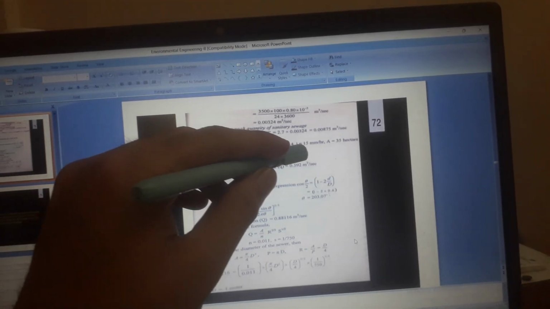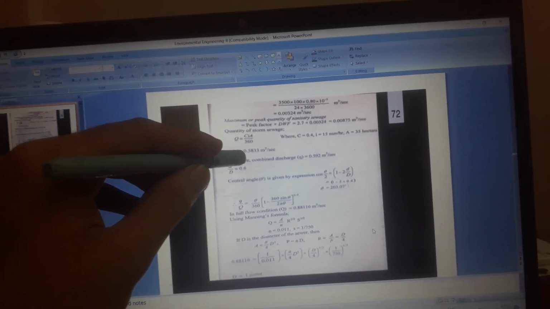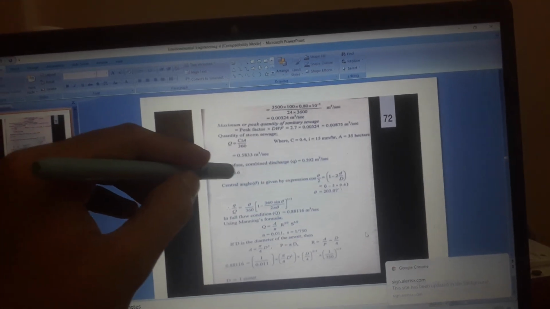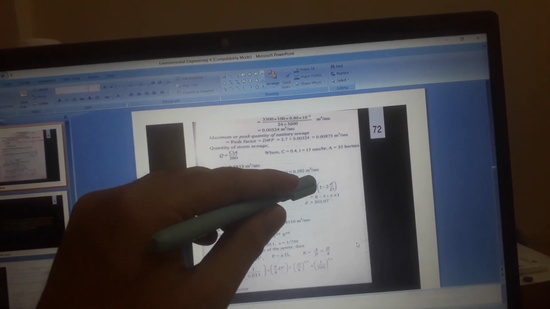Quantity of storm sewage Q is equal to CIA over 360, where C is equal to 0.4, I is equal to 50 mm per hour, A is equal to 335 hectare. Then Q is equal to CIA over 360 is equal to 0.5833 meter cube per second. Therefore, combined discharge small q is equal to 0.592 meter cube per second.